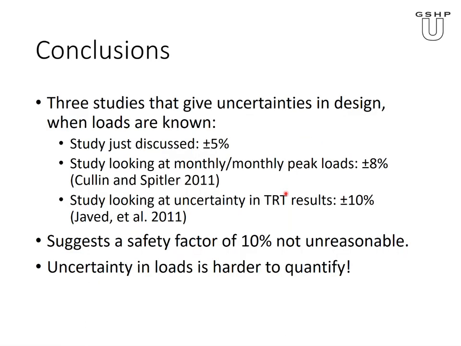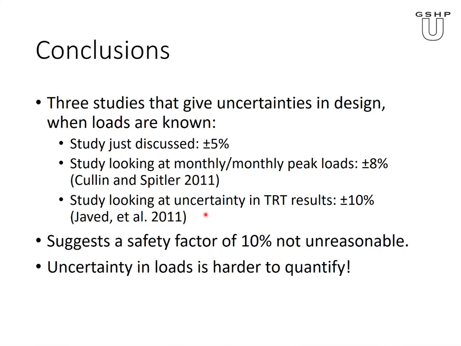Okay, there's 3 studies altogether that give uncertainties in design when the loads are known. Right, so the study just discussed, we got within about plus or minus 5%. James Cullen also worked on another study looking at, for a wider range of cases, the effect of using this monthly peak load. We found that to be about plus or minus 8%. And then I did some work with Saqib Javid, who's at the University of Lund and Chalmers universities in Sweden. We looked at this effect of uncertainty in the thermal response test results. And that suggests about plus or minus 10%.